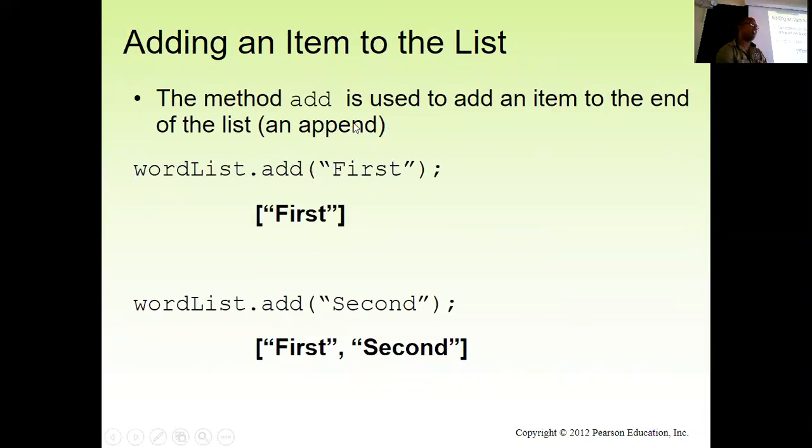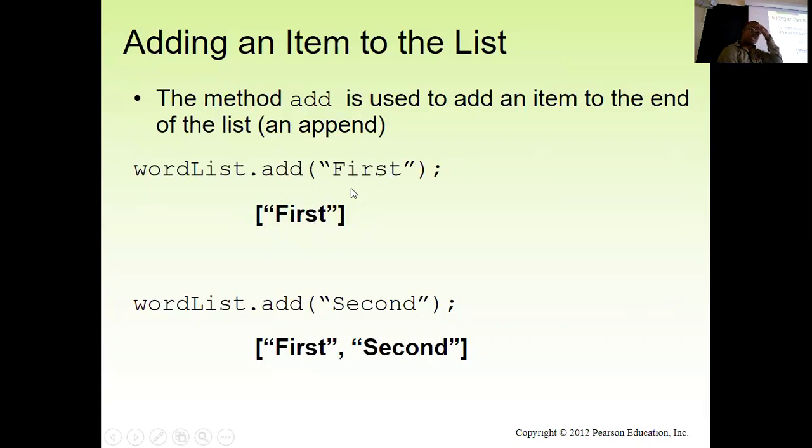Remember, wordList was created to store String objects, so we basically pass in a String object here. Remember the String object is a special type of object that can be created by using double quotes with a sequence of characters automatically. That's just a special case in Java. All right? And all of a sudden, we will have a list that looks like this, with "first" in this position, and this is at index 0.